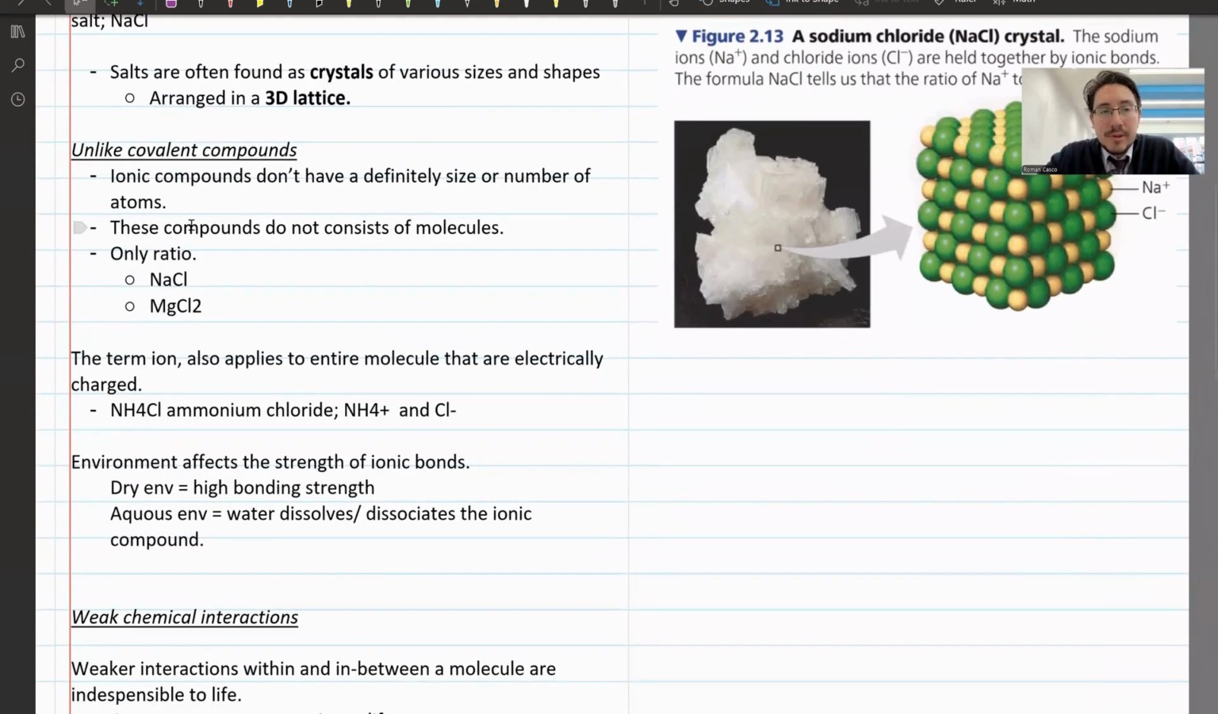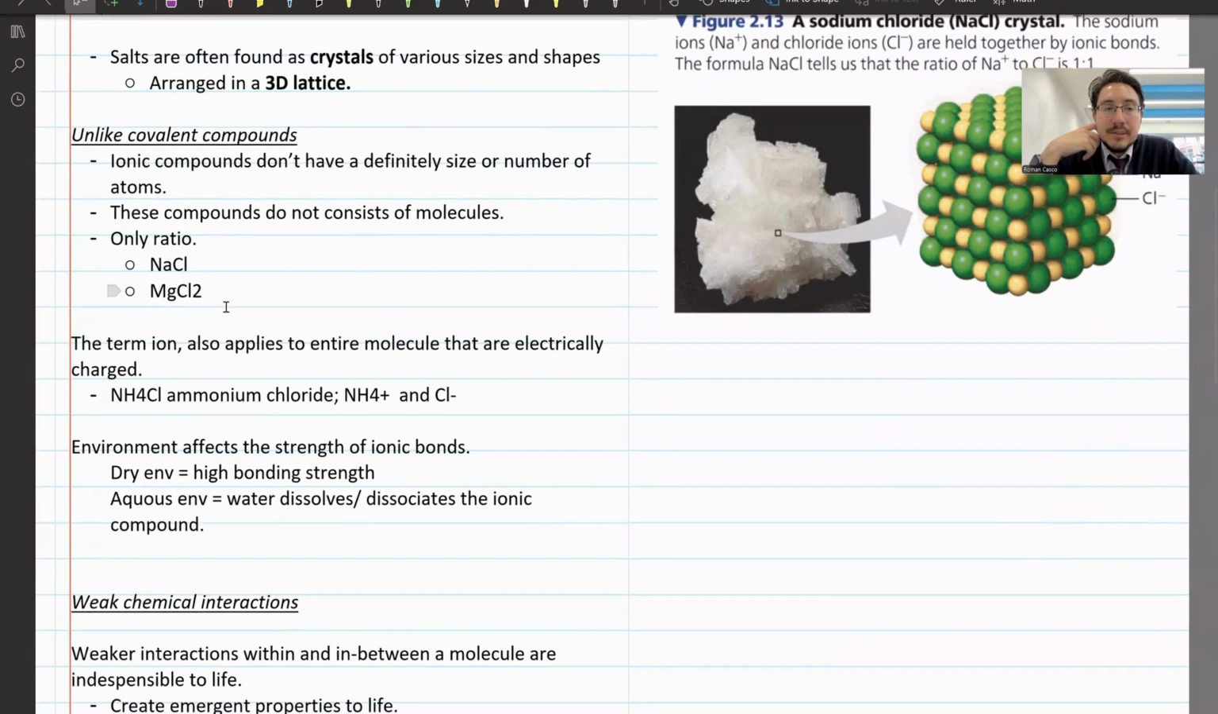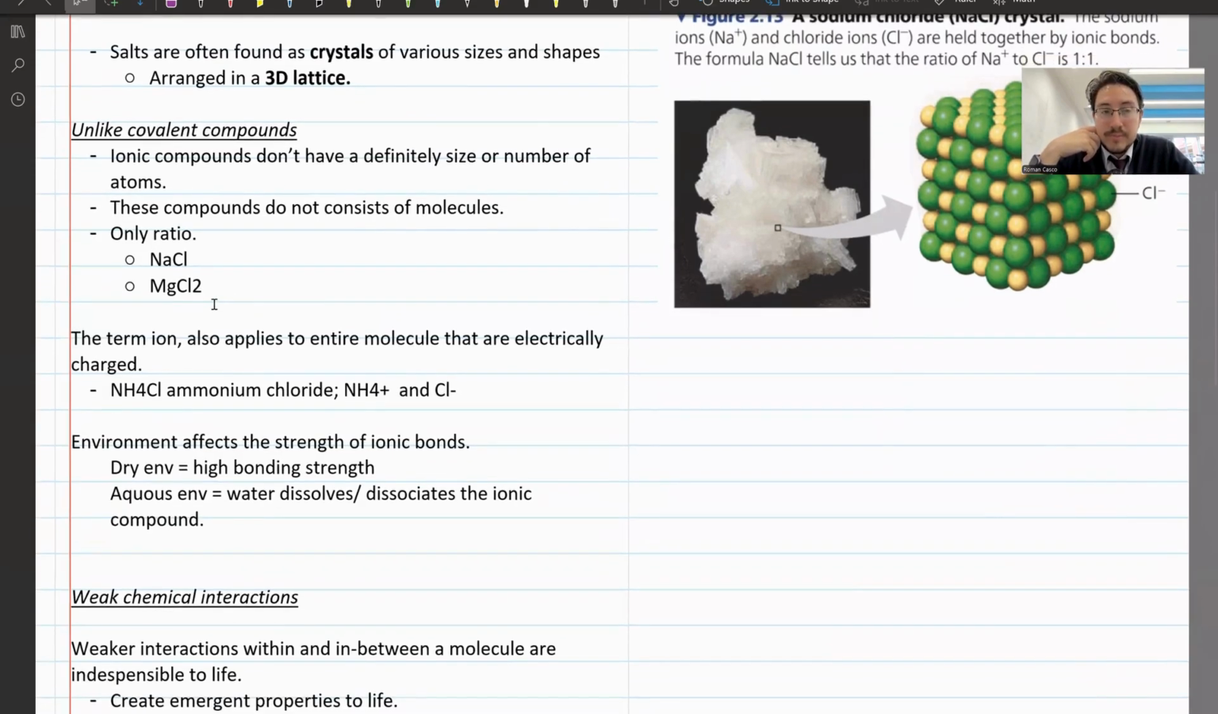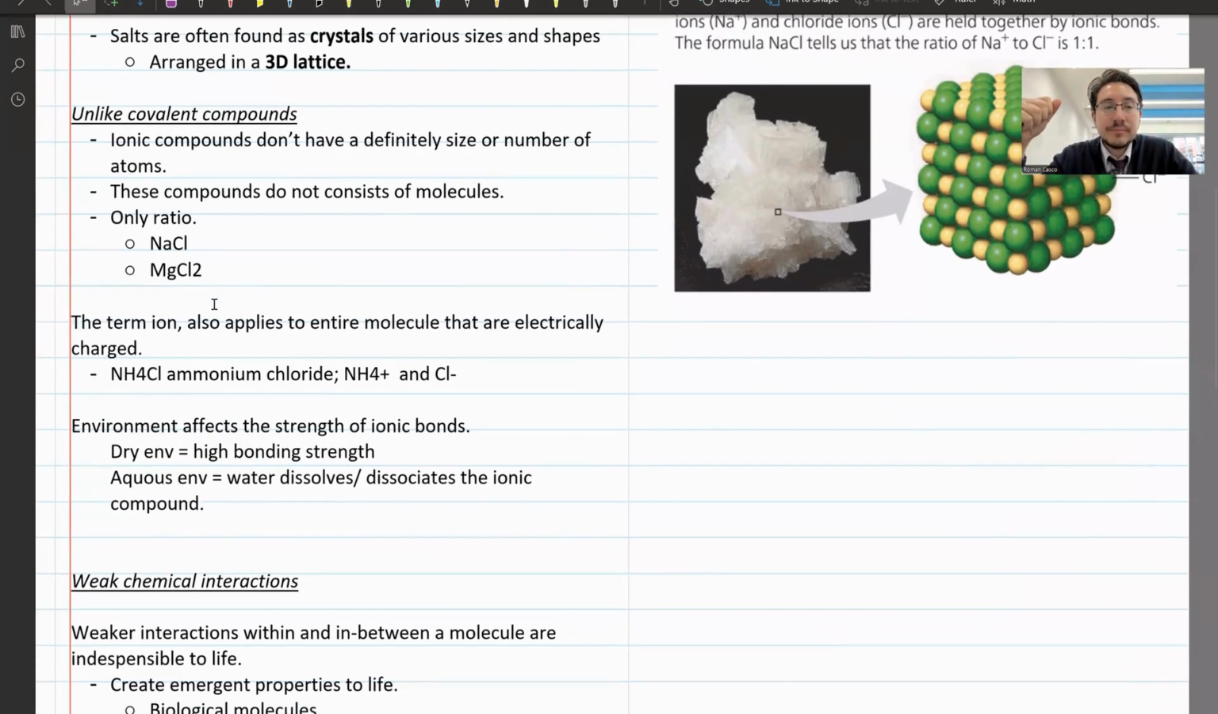Again, like I mentioned before, ionic compounds don't have a definite size or number of atoms. They can continuously add on and add on more, right? So in that sense, they're different from covalent compounds. Okay. They tend to have a fixed ratio though, right? For one sodium, you'll have one chloride. Okay, sodium chloride. You could have magnesium chloride. For one magnesium atom, you have two chloride ions, and so forth.